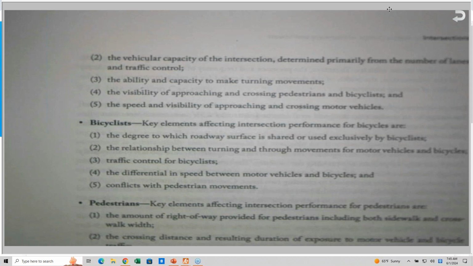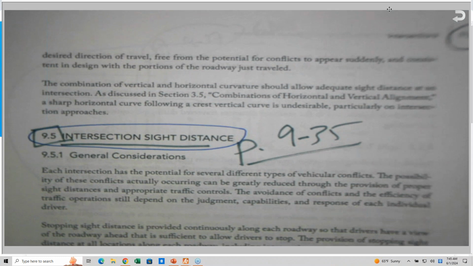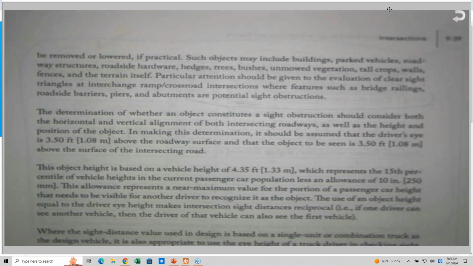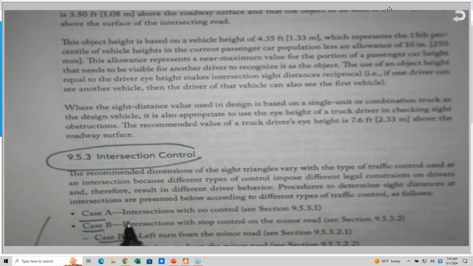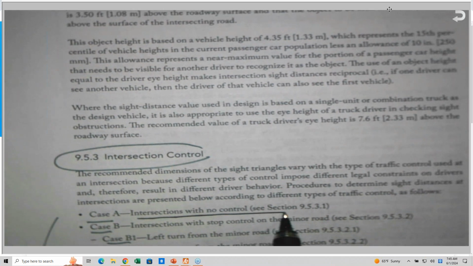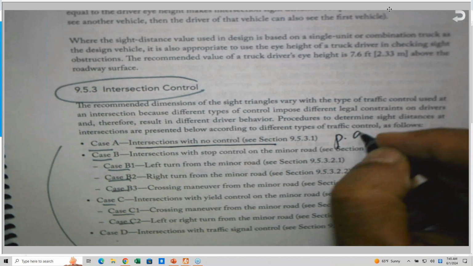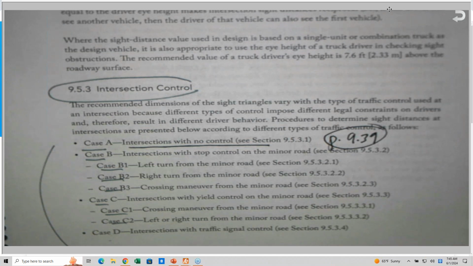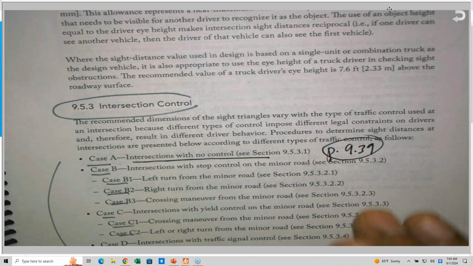If we go to the intersection side distance, it starts on page 9-35, and case A, according to the book, is intersections with no control at all. So this is on page 9-39. You notice that, and try to do your best.